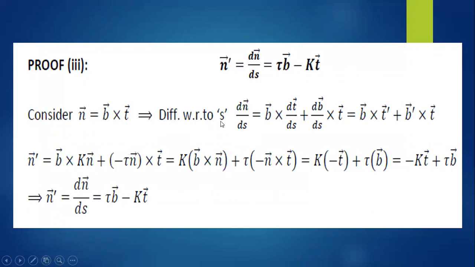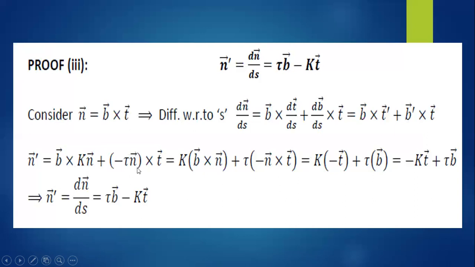Differentiating with respect to s on both sides, our result becomes dN over ds is equal to B cross the derivative of the second term, dT over ds, plus the derivative of the first term, dB over ds, cross T. So this is T prime, and this is B prime. Now substituting the values of T prime and B prime, as these two are our previous results, we get N prime is equal to B cross kappa N plus minus tau N cross T.